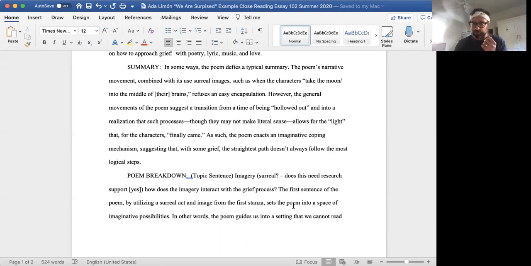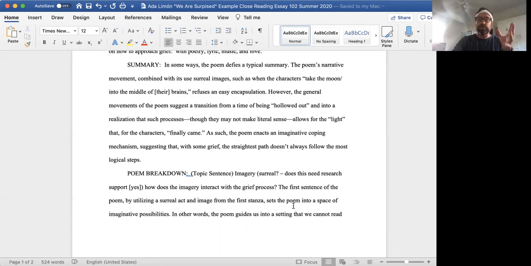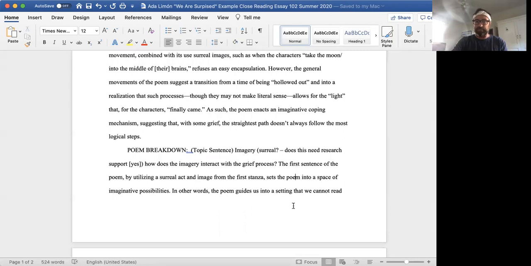So anyway, the first sentence of the poem, by utilizing a surreal act and image from the first stanza, right? And this isn't perfect, right? Within the first stanza, sets the poem into a space of imaginative possibilities. I don't love this, but it's an okay topic sentence. I kind of know what I'm going to talk about. Like if I'm going to read that, I understand that I'm going to talk about surreal act, I'm going to talk about image, and I'm going to talk about a space of imaginative possibilities. So it's a little bit loose right now, but I'm giving my reader something to think about.